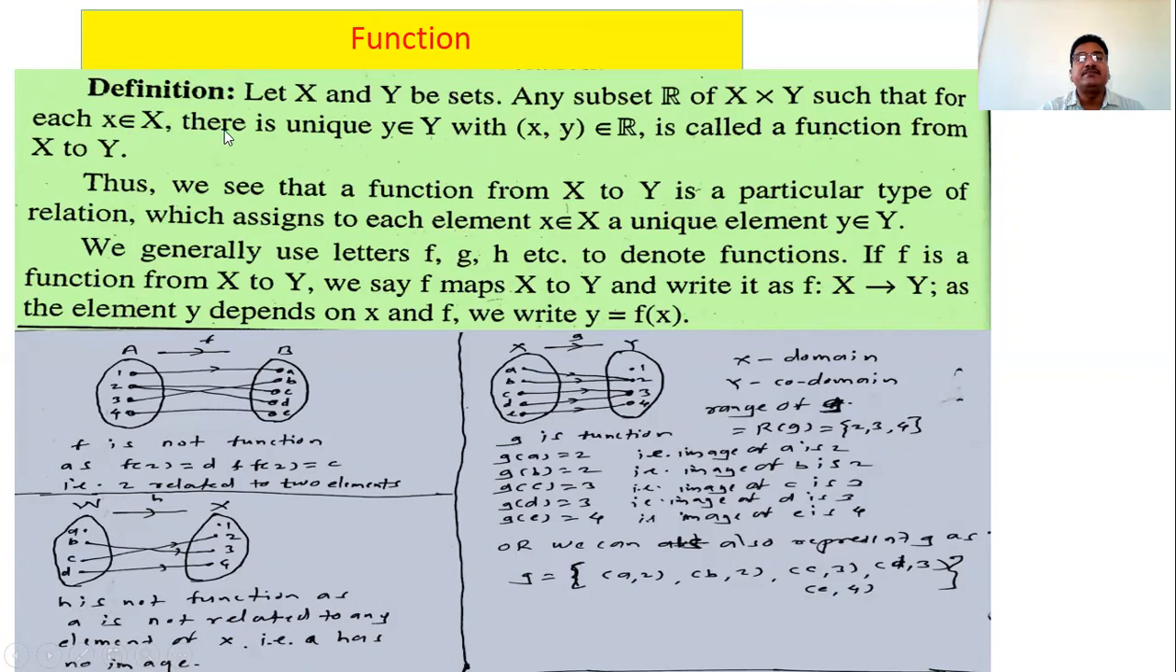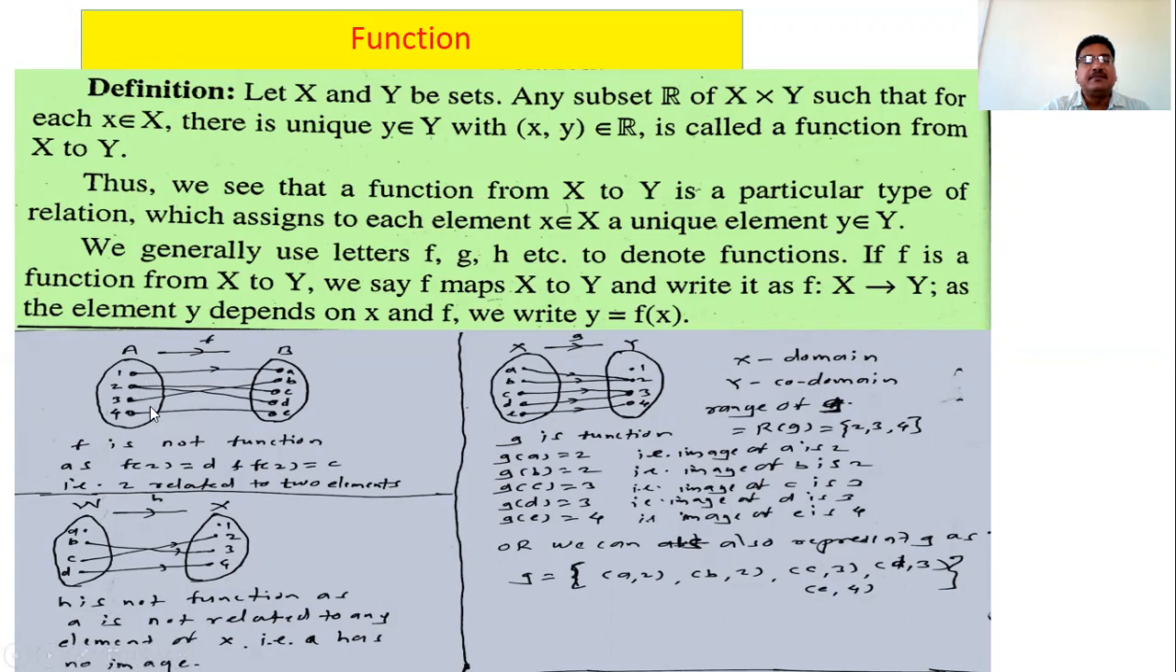So when we say the relation is a function, this condition must be satisfied, that is, for each x in X there is a unique y in Y. There are two conditions, the each condition and the unique condition. If these two conditions are satisfied, then we say the relation is a function. So these are some examples of functions and not functions.